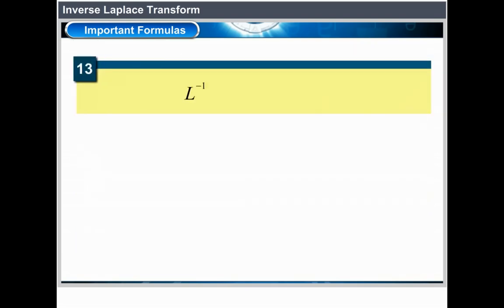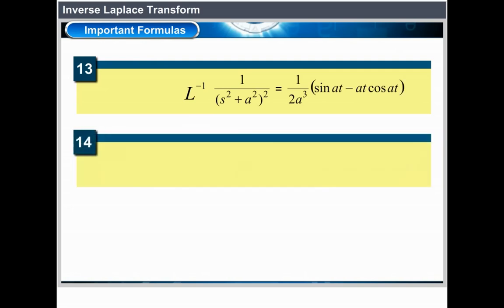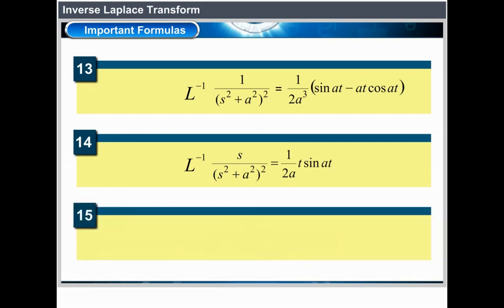Number 13. L inverse of 1 by (s square plus a square) the whole square equals 1 by 2a cube into sin at minus at into cos at. Number 14. L inverse of s divided by (s square plus a square) the whole square equals 1 by 2a t into sin at. Number 15. L inverse of s square minus a square divided by (s square plus a square) the whole square equals t into cos at.